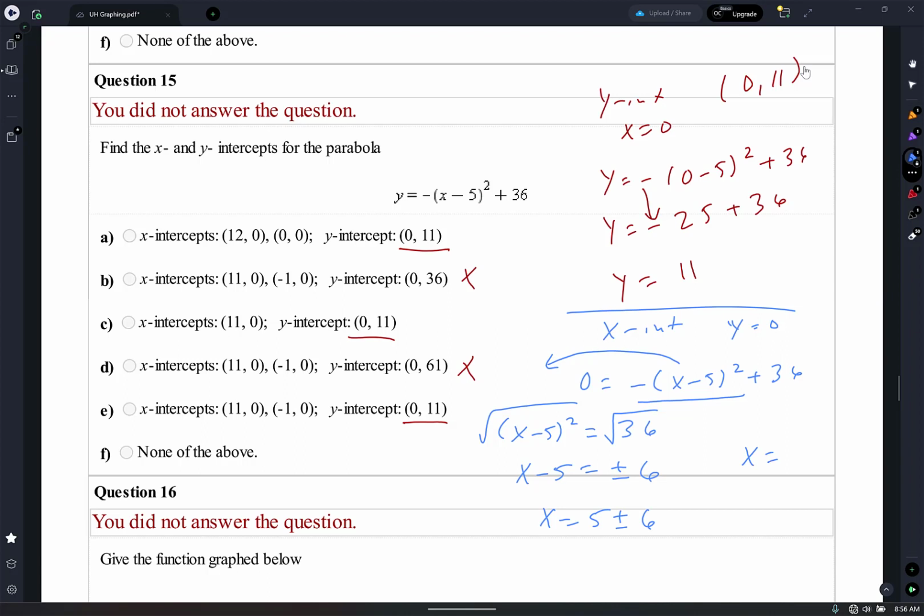So x equals 5 plus 6, 11. And x equals 5 minus 6, negative 1. So my x-intercepts are (11, 0) and (negative 1, 0).